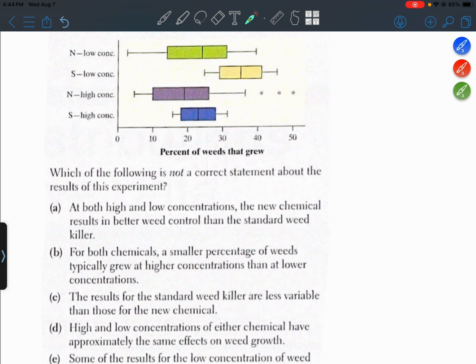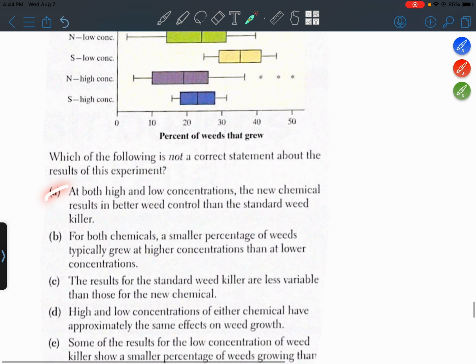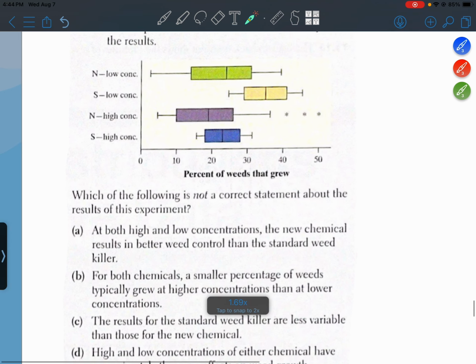So for questions like these, I don't cross off any answer choices. I just put a T if it's true and an F if it's false. Okay, so when I'm all done, I should have 4 trues and 1 false. All right, statement A.